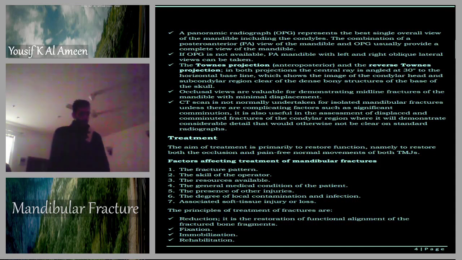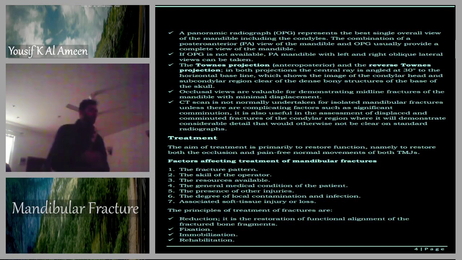Treatment. The aim of treatment is primarily to restore function, namely to restore both the occlusion and pain-free normal movements of both TMJs.